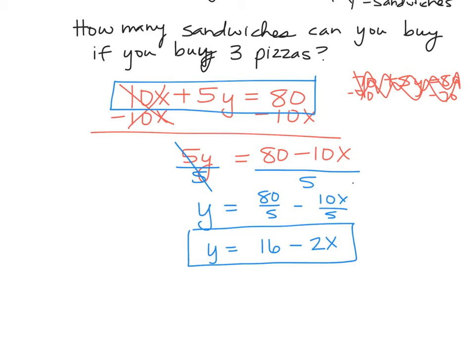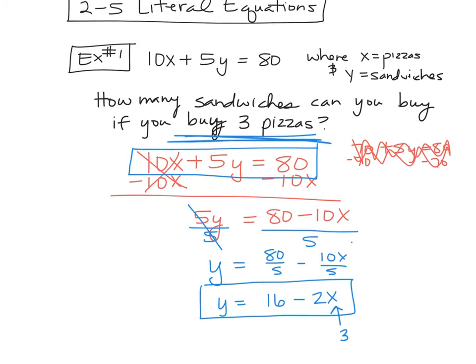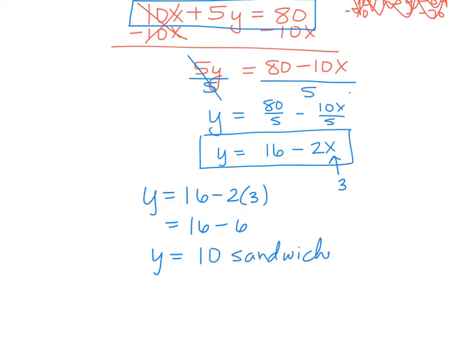Okay? So think back to the question. How many sandwiches can you buy if you buy 3 pizzas? Well, pizzas was x. So if I plug in a 3 right here and solve that, it's going to tell me what my y would be. So I would do y equals 16 minus 2 times 3, or 16 minus 6. So how many sandwiches could you buy? 10 sandwiches. Okay, so that's if we did 3 pizzas. We could buy 10 sandwiches.